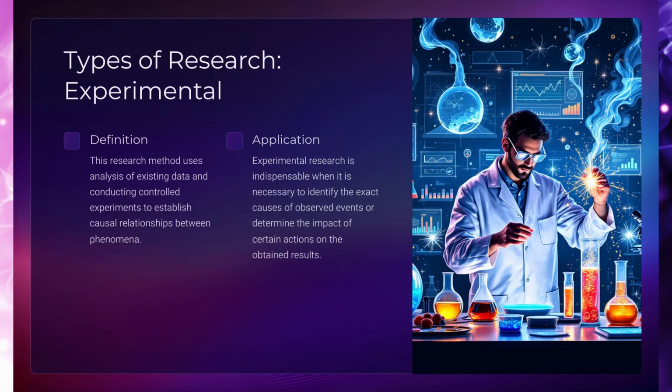Experimental or historical research is analyzing past data and conducting experiments to identify cause and effect relationships. It is applied when you need to understand why certain events occurred or how certain actions affect results. For example, you are researching why a certain diet led to improved health, or analyzing the reasons for the success or failure of a project.